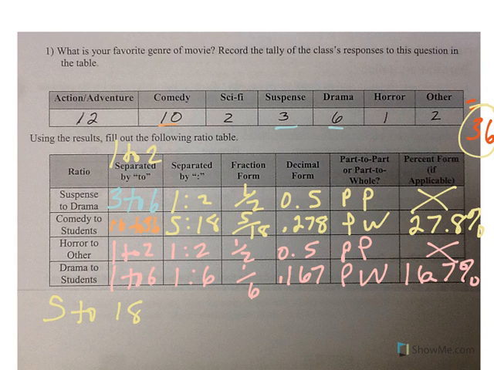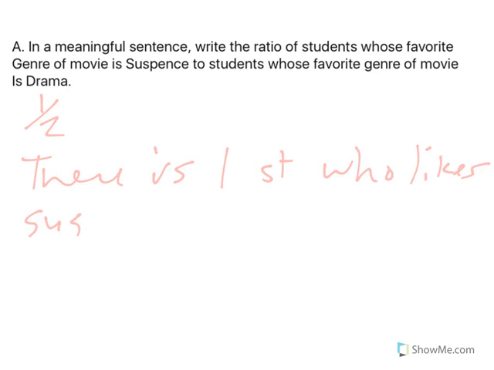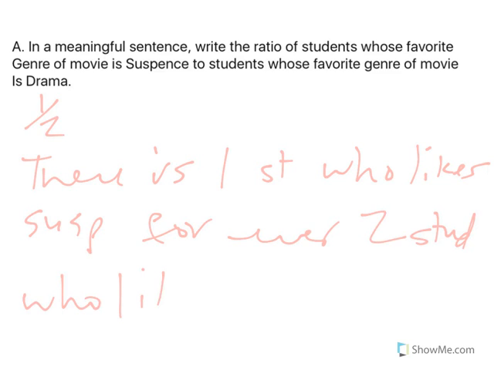So let's go ahead and write some sentences. In a meaningful sentence, write the ratio of students whose favorite genre of movie is suspense to drama. So that's the first thing we did, and you'll recall that we had a ratio of 1 to 2. So therefore, there is one student who likes suspense for every 2 students who like drama.